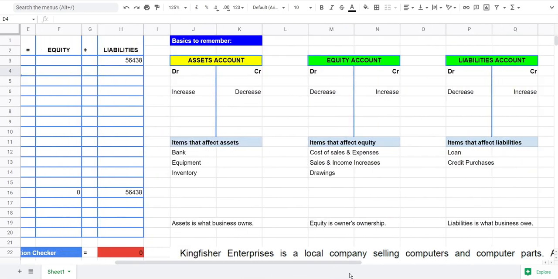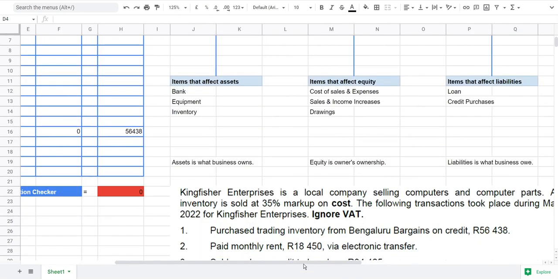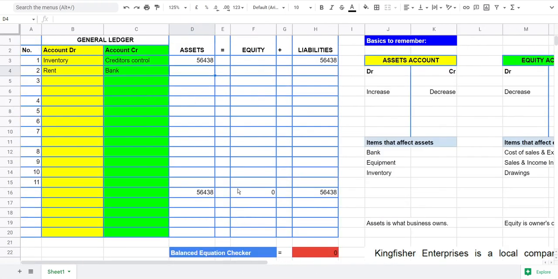and the amount was given to us as 18,450. So the assets will decrease, so you'll say minus 18,450, and then the equity as well will decrease. We'll say minus 18,450. You see there our balanced equation checker, it remains 0.